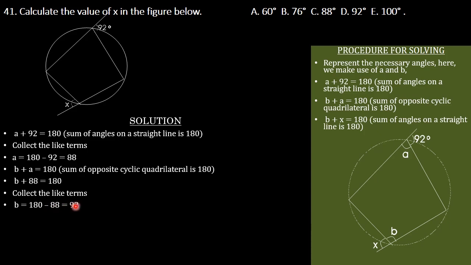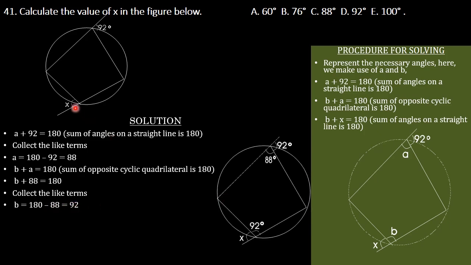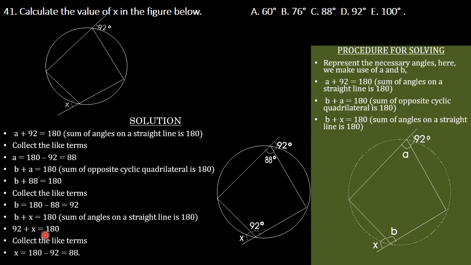For us to get our X, we can see that B and X are on a straight line, and for us to get our X, we need to apply the sum of angles on a straight line. That is, the sum of these two angles is 180 degrees. We now have B plus X is equal to 180 degrees. When we substitute 92 for B, we have 92 plus X is equal to 180 degrees. When you collect like terms, we have X is equal to 180 minus 92 equals 88 degrees.